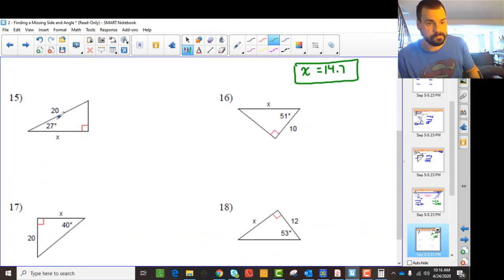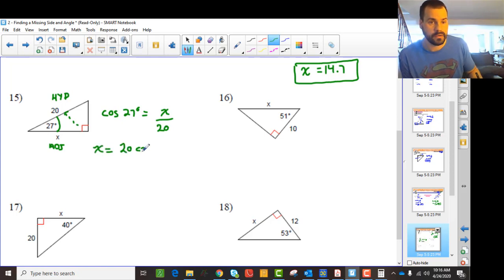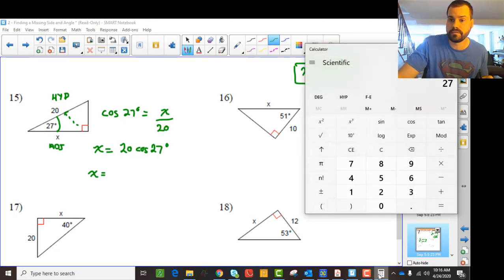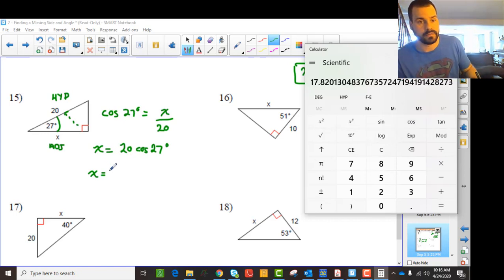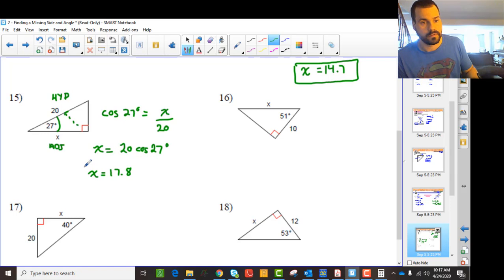Let's look at 15. So here's my angle. X is the adjacent side then, because it's the one that's touching it, and 20 is the hypotenuse. So that means cosine. Cosine of 27 is going to be adjacent, which is x, over the hypotenuse, which is 20. So again, x is on the top, so I'm going to multiply. So I'm going to get x is 20 cosine of 27. And then I'm going to take my calculator. I'm going to take 27 cosine and then multiply it by 20, and it gives me 17.8. Okay, and that's my answer.